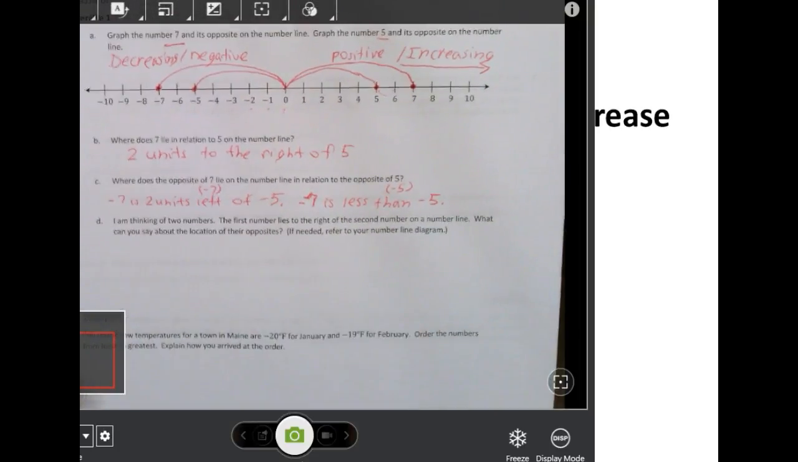Letter D. I am thinking of 2 numbers. The first number lies to the right of the second number on a number line. What can you say about the location of their opposites? If needed, refer to your number line diagram.